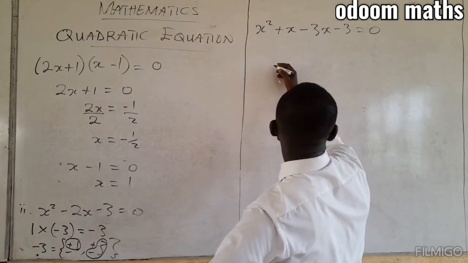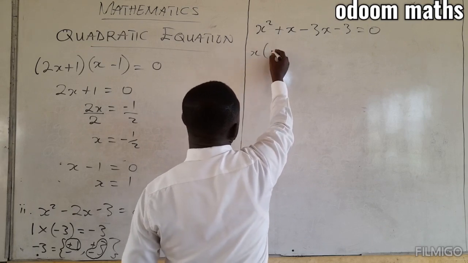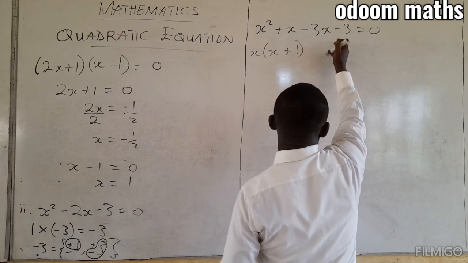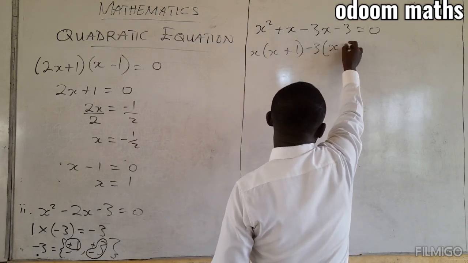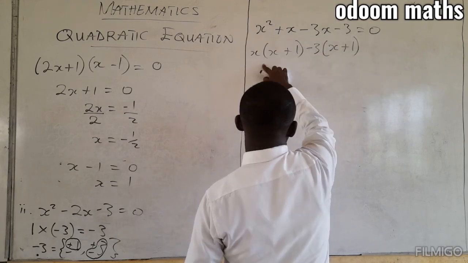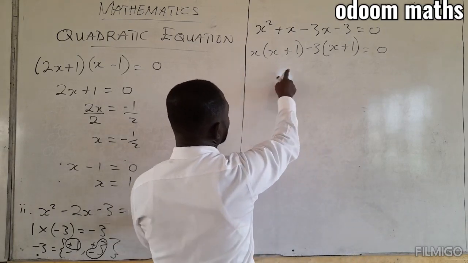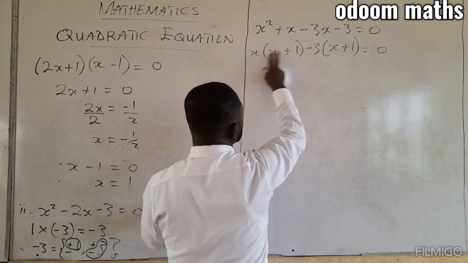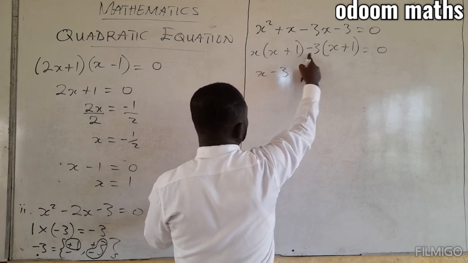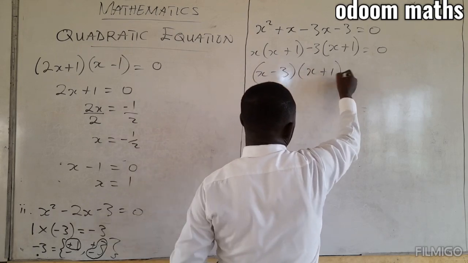Here the common term is x. So x out, x plus 1. Then here we have negative 3 being common to them. So minus 3 out, x plus 1. If I expand this, I'm going to get the same thing. If I do the same here, I'm going to get this equals 0. So those in the brackets will stand alone, and those outside the bracket will also be in one bracket. So x minus 3 in one bracket, and x plus 1 in another bracket equals 0.